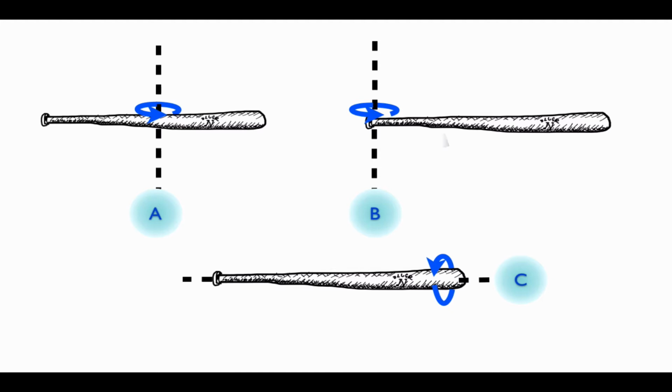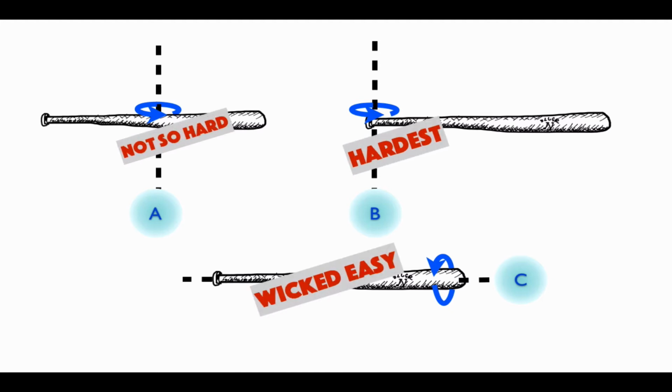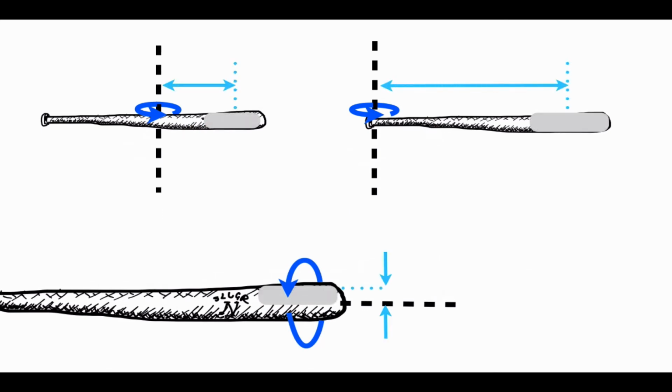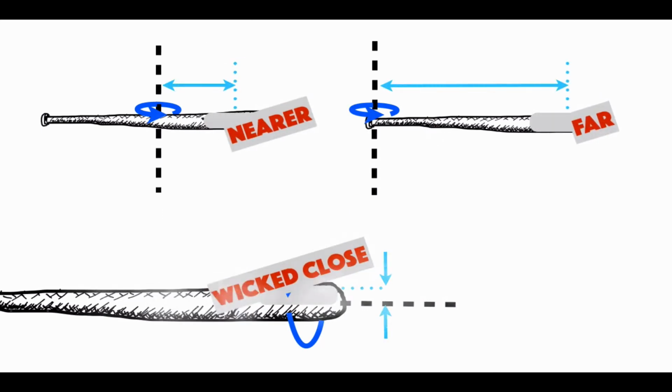Let's see if we agree. Why does it feel so different to turn the same bat around different axes? The bat's mass isn't changing. This experiment shows us that when deciding how hard it is to rotate an object, it's not just the amount of mass, but also the location of the mass, which matters. In fact, the distribution of mass turns out to be more influential than the amount of mass itself.